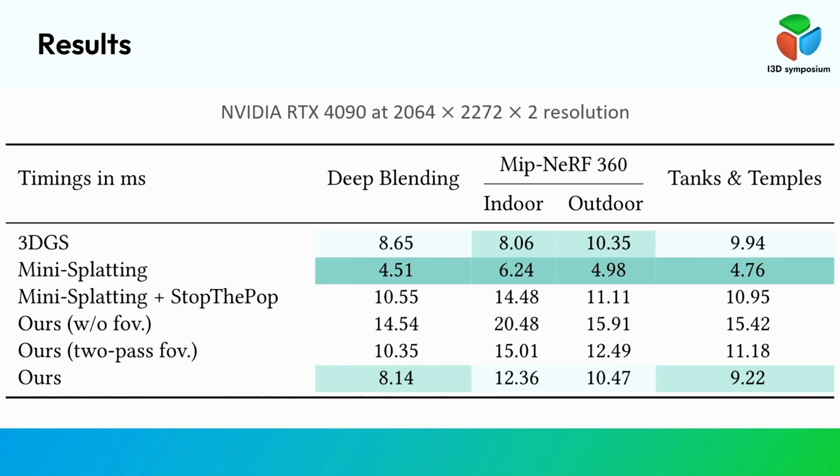And by comparing the last two lines, our 2-pass foveated rendering and our final method, 1-pass foveated rendering, we can see that we indeed reduce much redundant computation, and we achieve less than 13 milliseconds per frame. That is above 72 frames per second. And for some datasets, we even achieve higher than 100 frames per second.